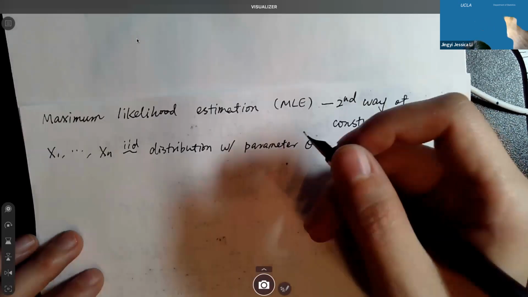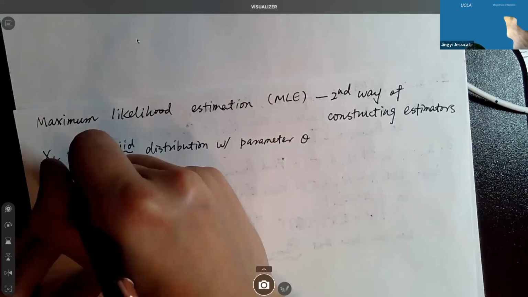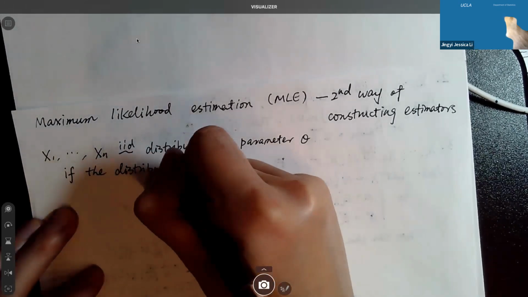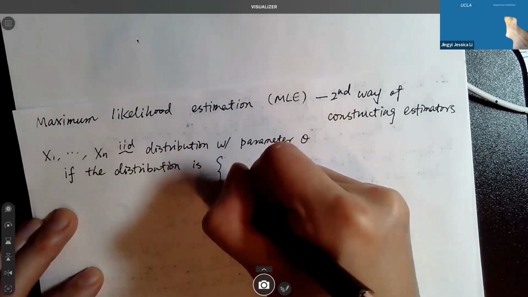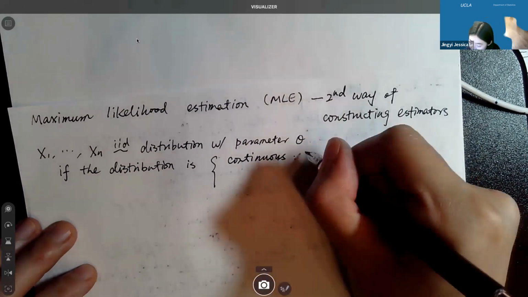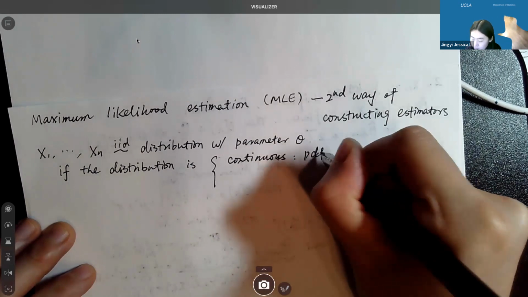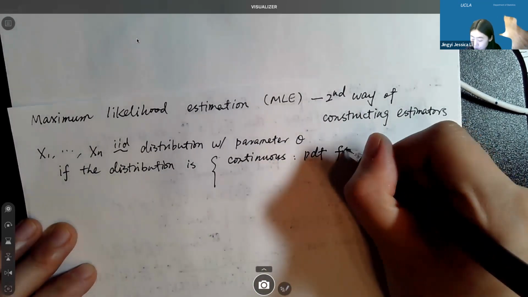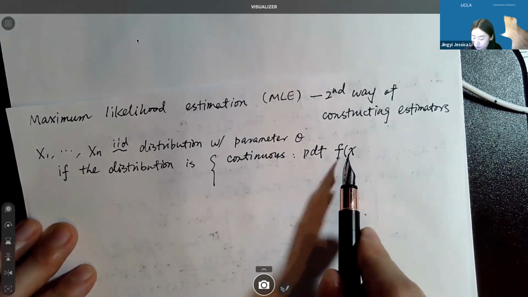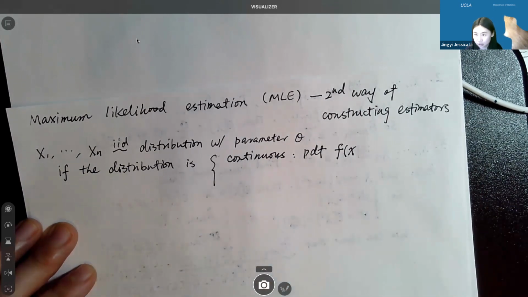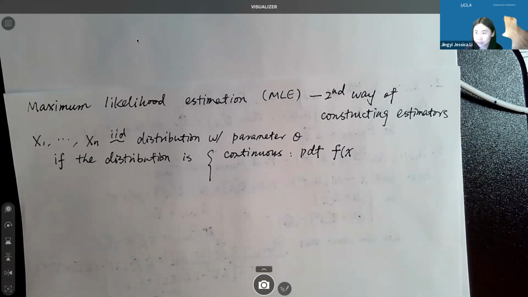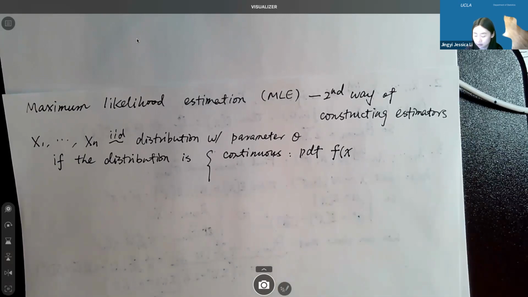Okay, so let's say that if the distribution is continuous, we know its PDF. We specify it by lowercase f, a function at a value that can be taken by a random variable following this distribution. For example, if the distribution is normal, then the small x can be any real value. If the distribution is exponential, then this x should be positive or non-negative.